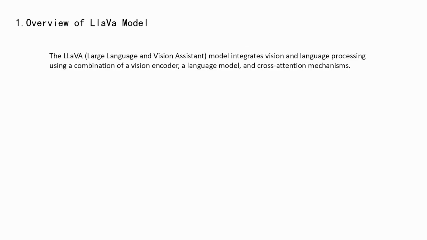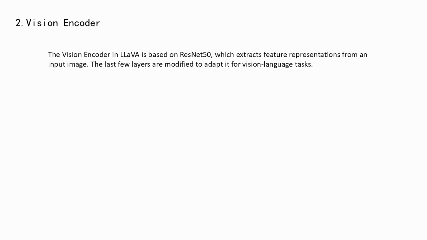The vision encoder extracts visual features from an input image. The language model processes text input and generates predictions. The cross-attention mechanism merges visual and textual features for vision-language understanding. Vision encoder: the vision encoder in LLaVA is based on ResNet-50, which extracts feature representations from an input image.